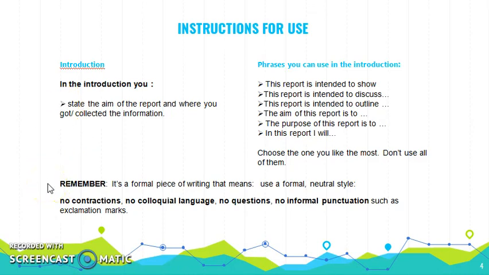Remember that it is a formal piece of writing. That means that you have to use formal language and neutral style. Basically that means no contractions, no colloquial language, no questions, no informal punctuation such as exclamation marks. So this is basically formal.